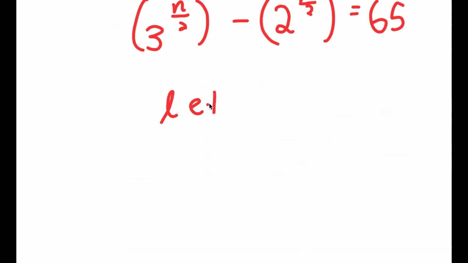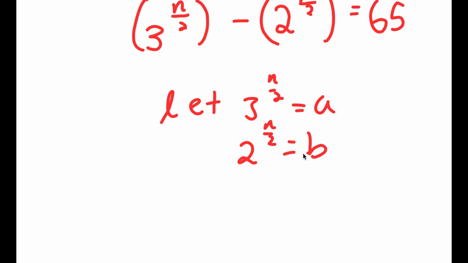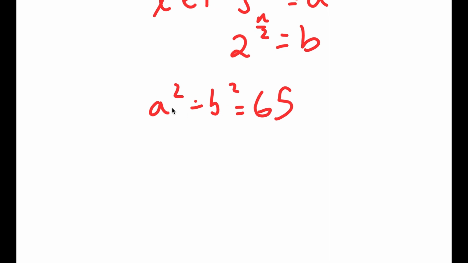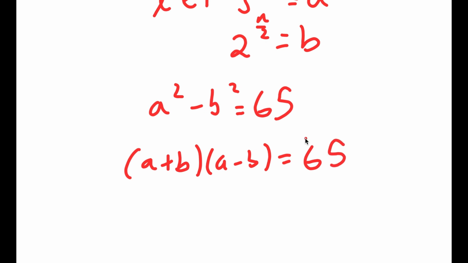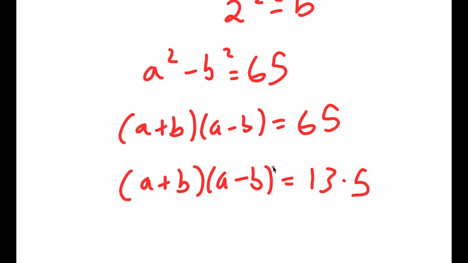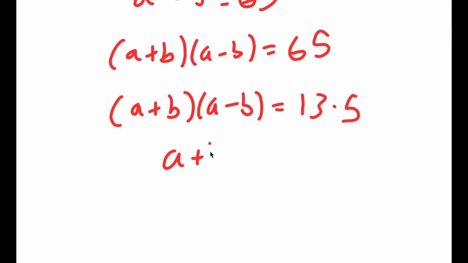Now I'm going to let 3 to the power of n over 2 equal a, and 2 to the power of n over 2 equal b. So now I have a squared minus b squared is equal to 65. And a squared minus b squared, that's the same thing as a plus b times a minus b. And 65 I can rewrite as 13 times 5. So I have a plus b times a minus b is equal to 13 times 5. And we can say that a plus b is equal to 13 and a minus b is equal to 5.